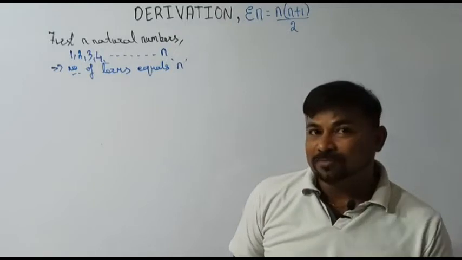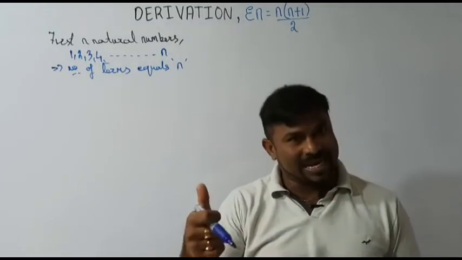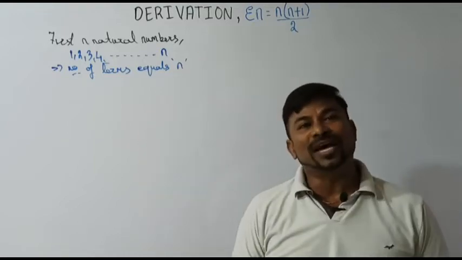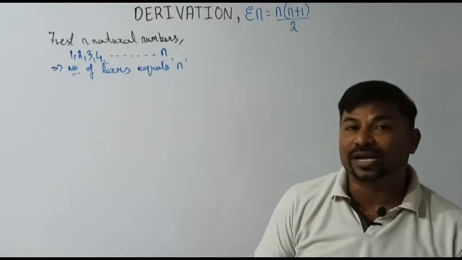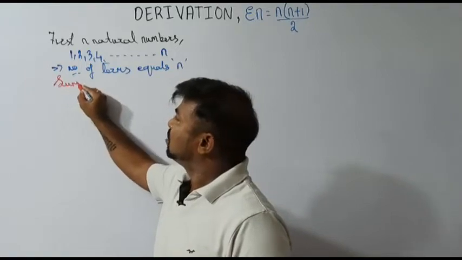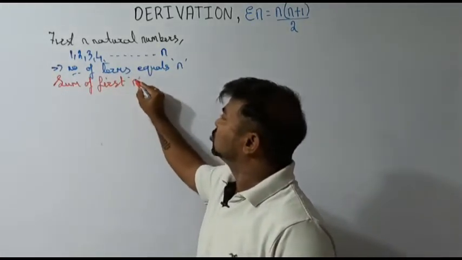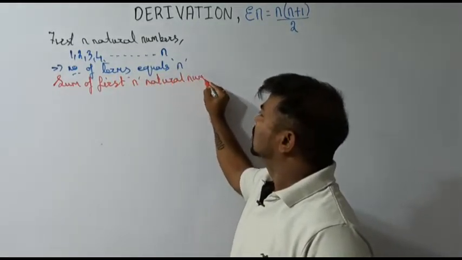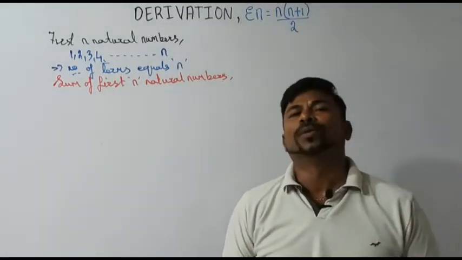So which are the numbers we have taken? First n natural numbers. How many have we taken? n. Therefore, the number of terms is n. Now, what is he asking actually? He is asking us to find the sum of them. So the sum of the first n natural numbers is the actual thing we are supposed to find.